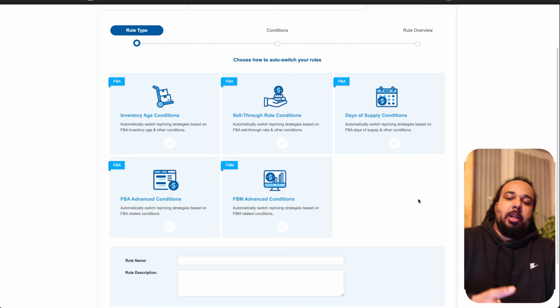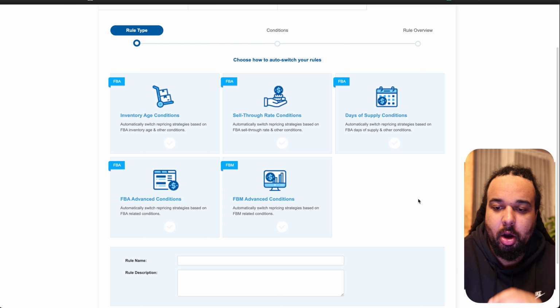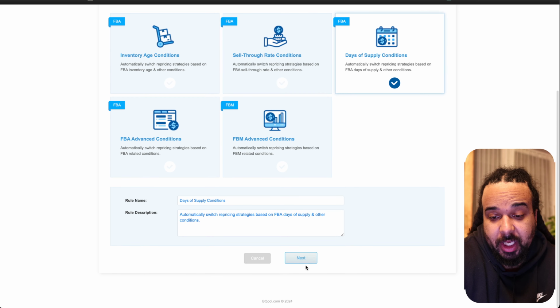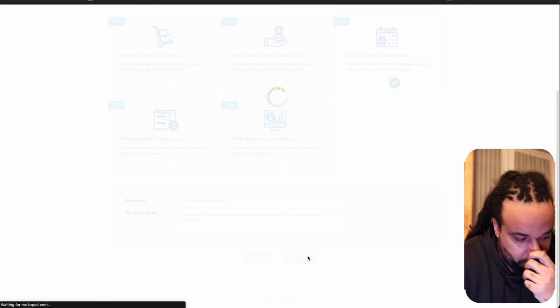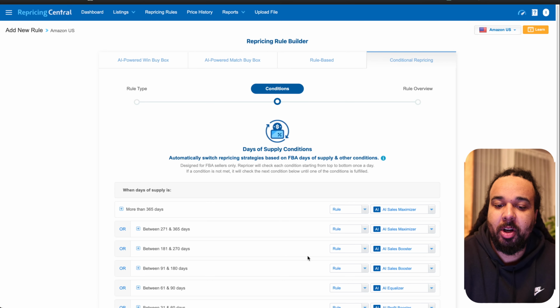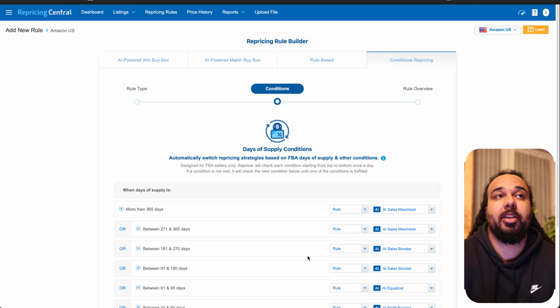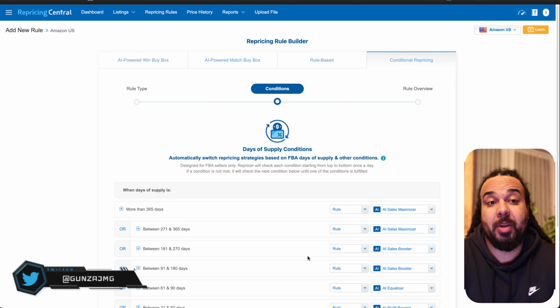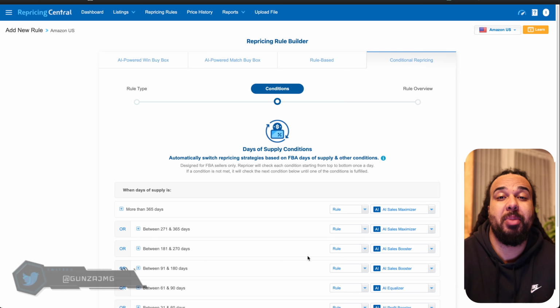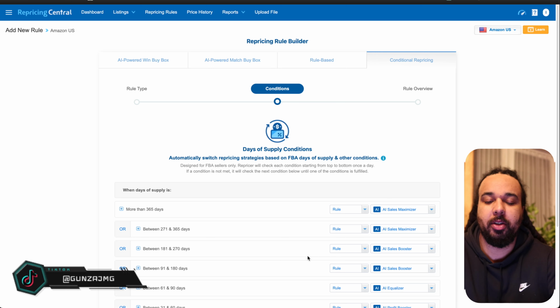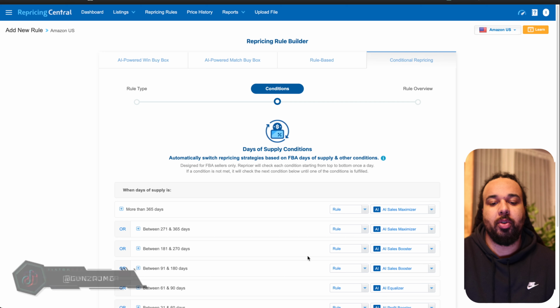So it is a little bit the same thing as the inventory age condition, but it is a little bit different. I guess this could help you a lot if, just like me, you have a specific target of days of supply that you want to get for your Amazon FBA business, because this is one of the biggest levers that you can play with to scale your business. Okay, it's going to speed up your days of inventory.